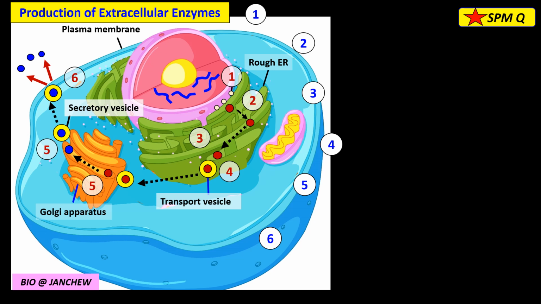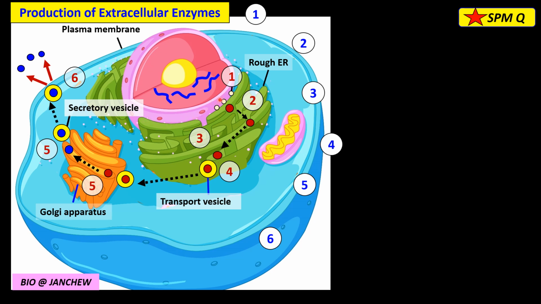Right, let's answer this important question: explain the production of extracellular enzymes in a cell. It is an important question for SPM, and we must know the process, understand the process, and memorize the process. So the first step is the ribosomes. What happens to the ribosomes? The ribosomes are the white dots shown here. I've enlarged a few of them.